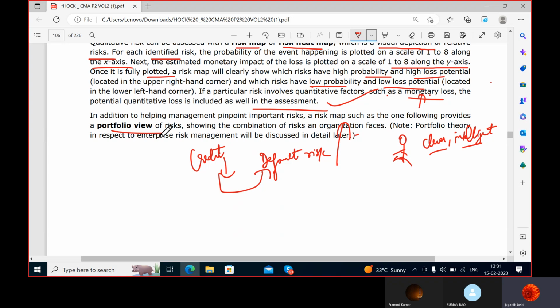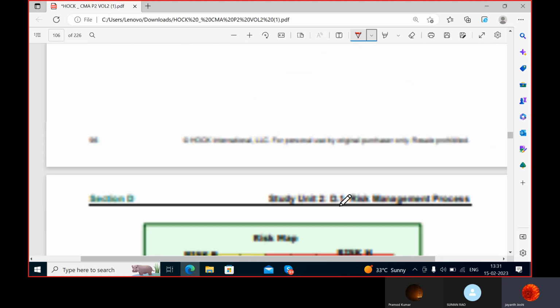Are you understanding? So we are seeing the combination of risks and the combined impact of those combined risks on the monetary aspect, or how they are collectively causing the monetary loss. Okay, that helps the risk manager to do a risk management function very properly or efficiently.